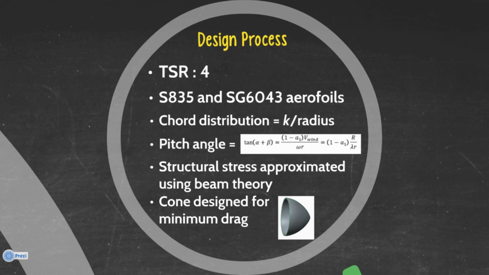Calculations for the structural stresses were carried out using beam theory, and all the stresses were found to be less than 21.6 megapascals, which is the peak tensile failure stress of ABS plastic, the material with which the wind turbine is made from. When designing the cone, the aim was to reduce the drag and weight. This was achieved by using the Haack series to construct a cross-section of the cone and extruding it 360 degrees, followed by hollowing it out.